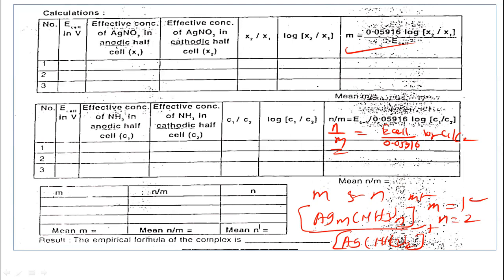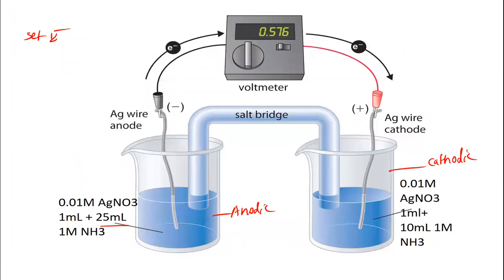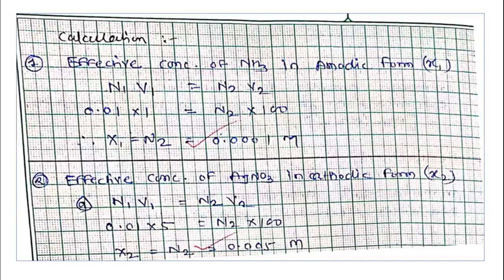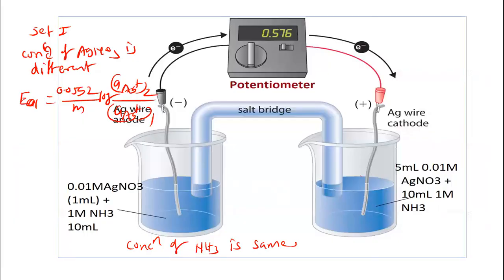So in this way we have to perform this experiment in 2 sets. In set 1, we keep the concentration of the silver nitrate different in both the anodic compartment and the cathodic compartment, while the concentration of the ammonia is the same. According to this we can determine the M value, where the activity of the silver ion in the second compartment, the cathodic compartment, is X2, and the activity of the silver ion in the anodic compartment is X1.